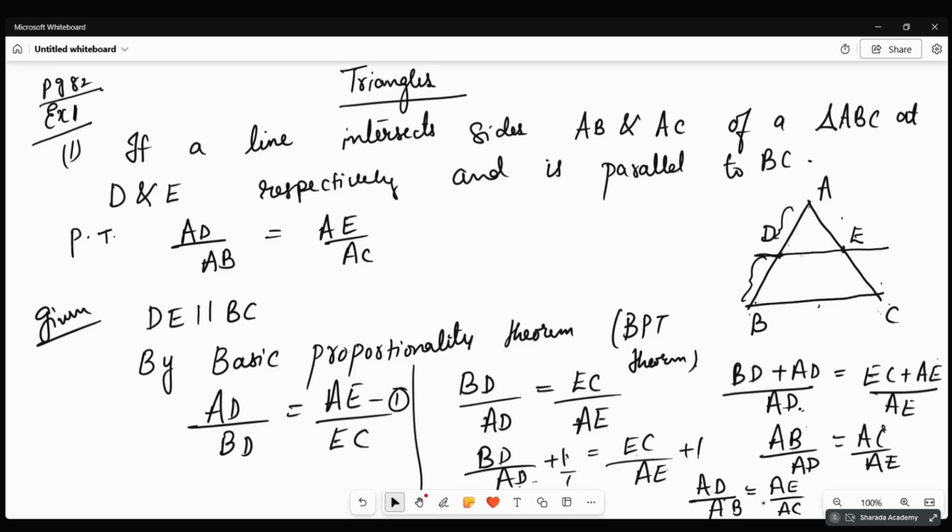So why are we doing that? I want the full length, so I will add 1. And why am I taking the reciprocal here? If I don't take the reciprocal, what I will get? I will get BD in the denominator.